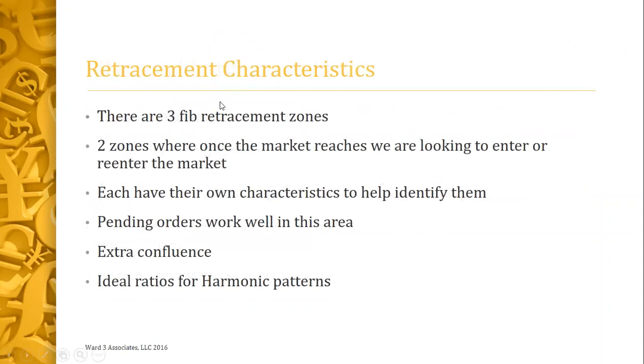All right. So there are 3 fib retracement zones that we're looking into. 2 zones where once the market reaches, we're looking to enter or re-enter the market. We usually have pending orders set in this area, and these are just like added extra confluence within our price action and our market structure.